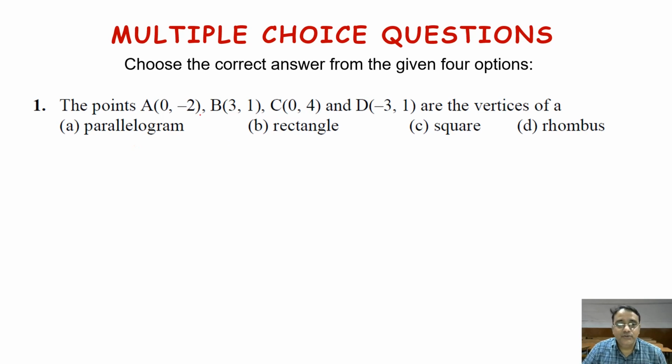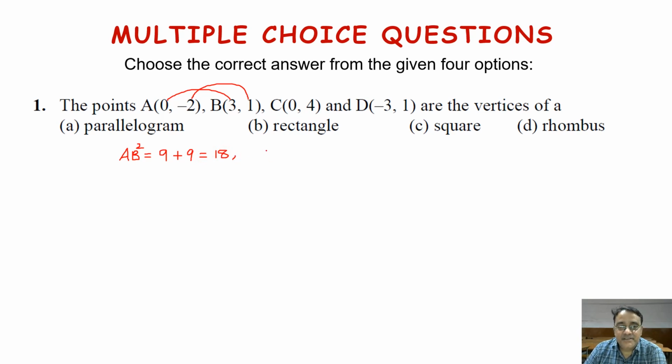So what we have to do, we have to find all the sides. Let us find AB square quickly. ठीक है, मैं square लेके चल रहा हूँ so that I can skip the square root. So first 3 minus 0, देखो ध्यान से, 3 minus 0 whole square will be 9. Okay, 1 minus of minus 2, that is plus 2, 3 whole square is 9. So we are getting 18.